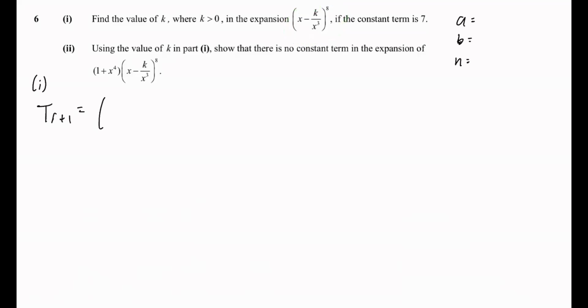Let's start with the easy one. What's n? The power. 8. Yes. What's my a? x. What's my b? Minus k over x cubed. I'll simplify a bit more to negative k x power negative 3. Then now you have n choose r, right? The formula, if you remember, is 8 choose r multiplied by the a, which is x, raised to the power of n minus r, so 8 minus r, multiplied by the b, which in this case is bracket negative k x power negative 3, power r.